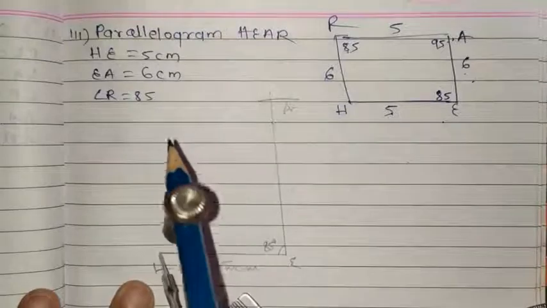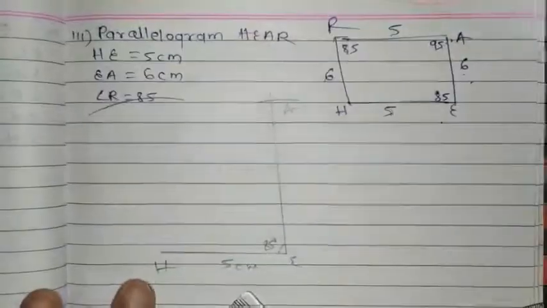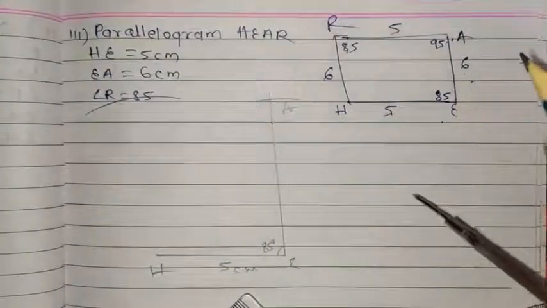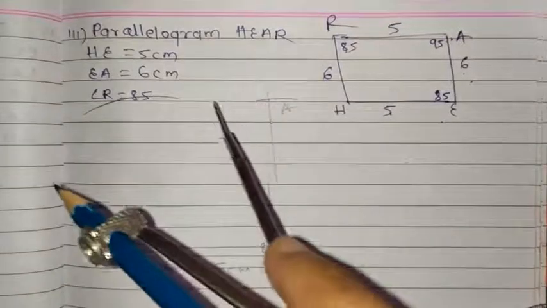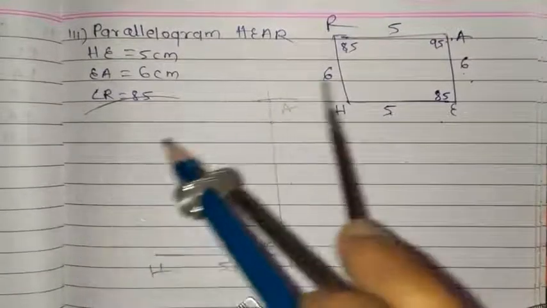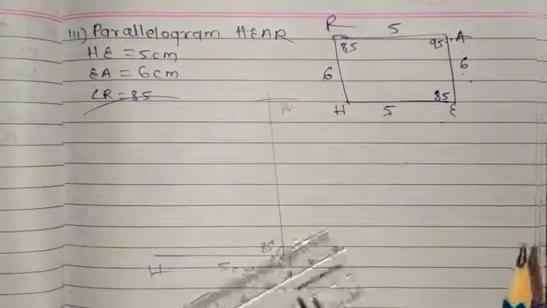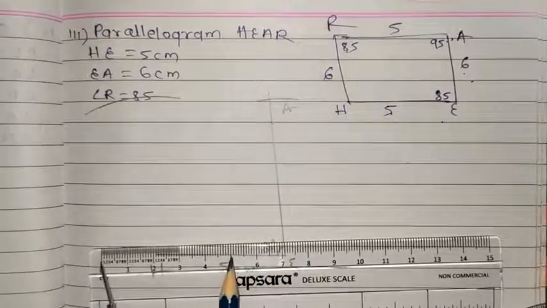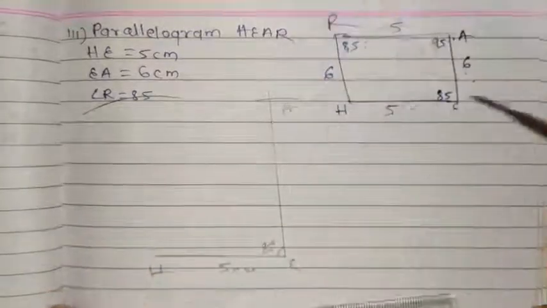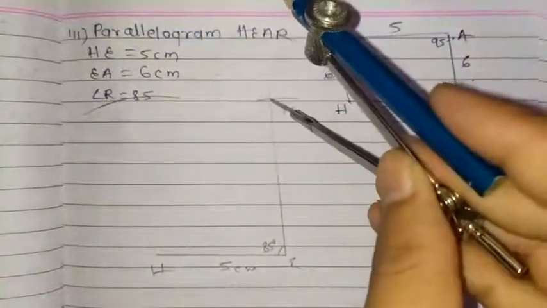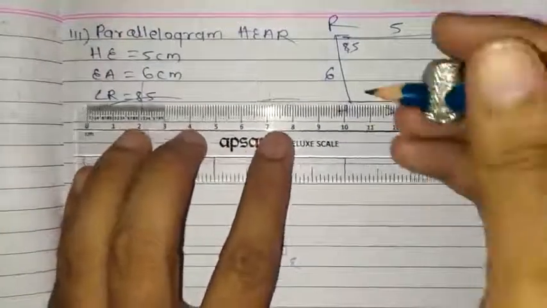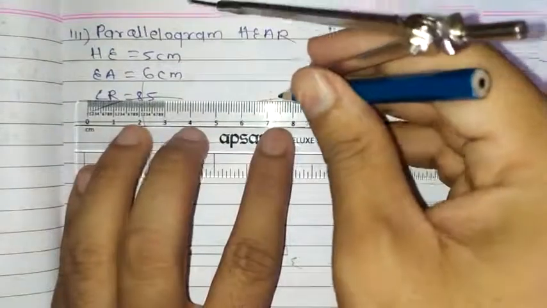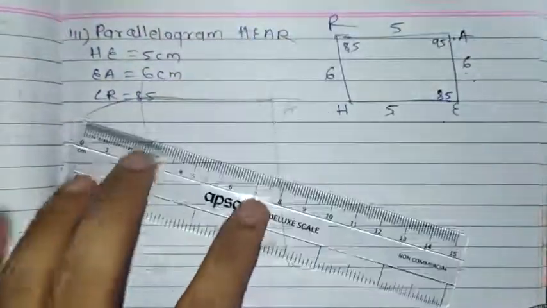Here the opposite sides are equal, so that also we construct. We keep it at point H. This is 6 centimeter, and the distance of RA is 5 centimeter. So now you can take 5 centimeter, and as AR is 5 centimeter we will get an intersection, so you have to just join that by using a scale. So we got the join here.